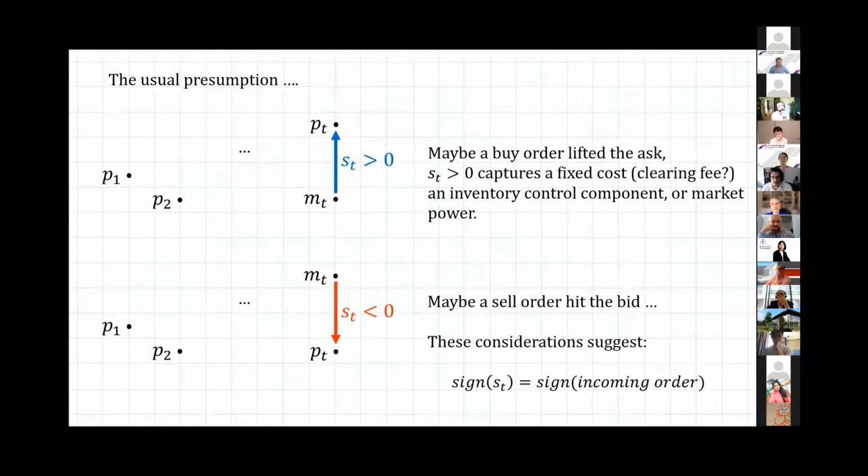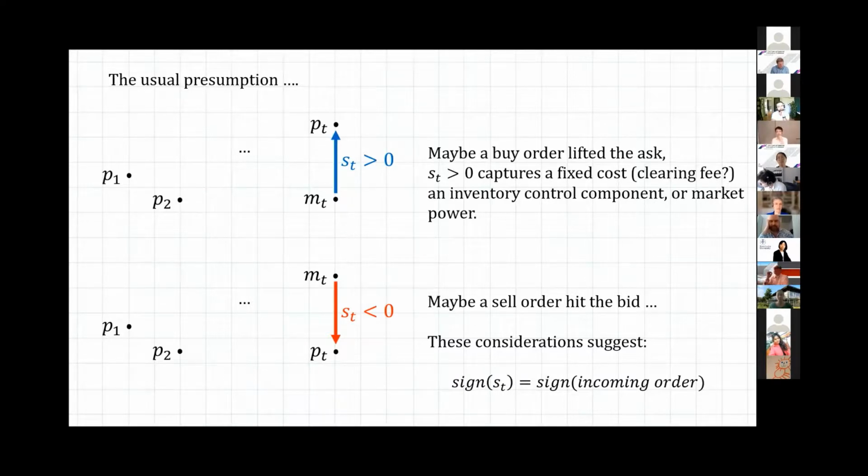Now, the usual presumption here is that many microstructure effects that we model are going to lead to a positive correlation between the sign of the price pressure and the sign of the incoming order. So for example, suppose we're looking at a transaction price series P1, P2, and we get to PT, and the decomposition, however we constructed it, tells us that the efficient price is below the actual trade price. So in this situation, the pricing pressure is positive, and it's easy to come up with a story for this.